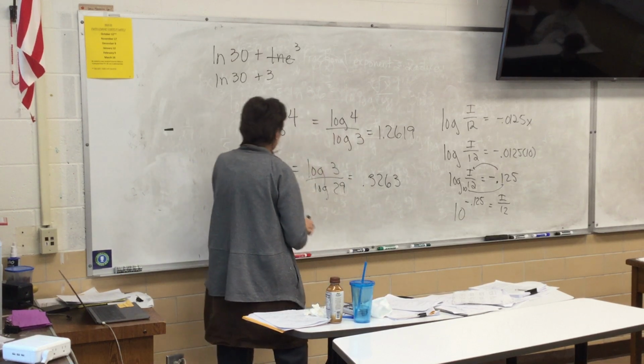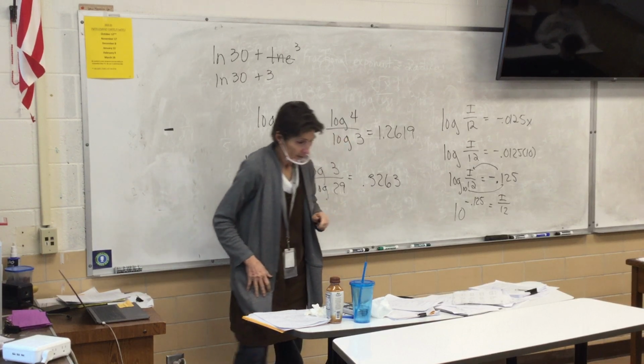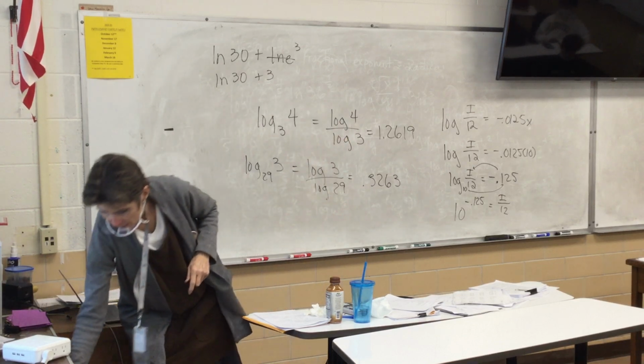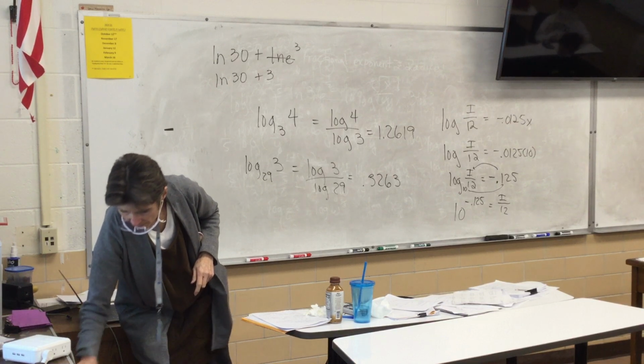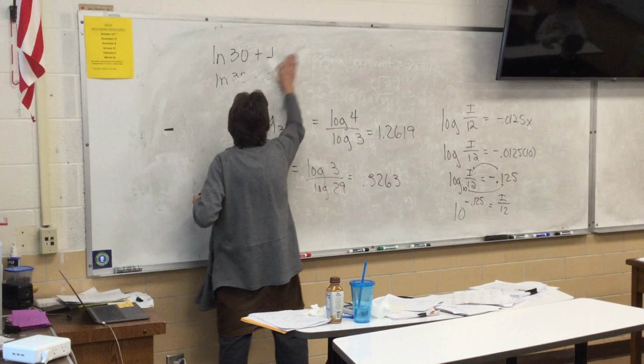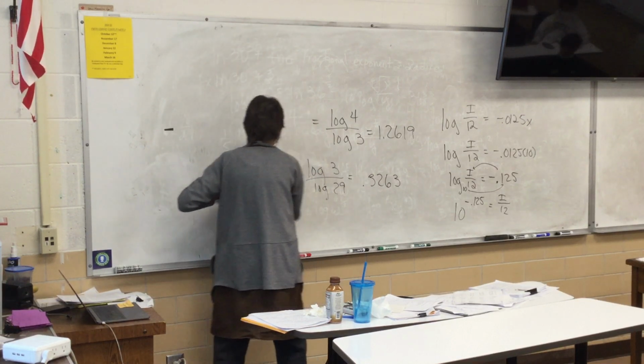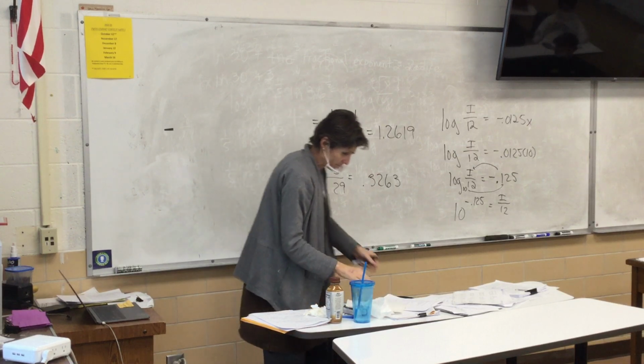2 to the x equals 8. What do you think? I hope you're all saying 3. Right? 2 to the third. That's so easy, it's almost insulting. Let's look at the next one.